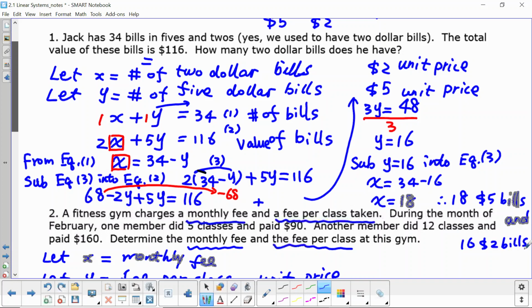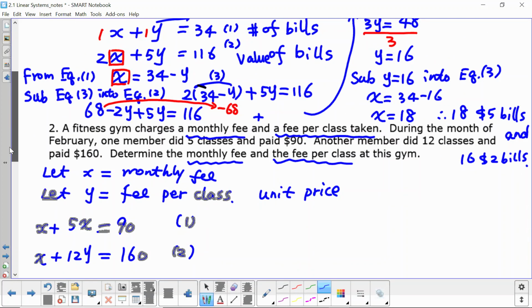Check your answer, pause it, and redo the question. Make sure you get the right answer. And if you have questions, please don't hesitate to ask. Then we are going to see the next one.